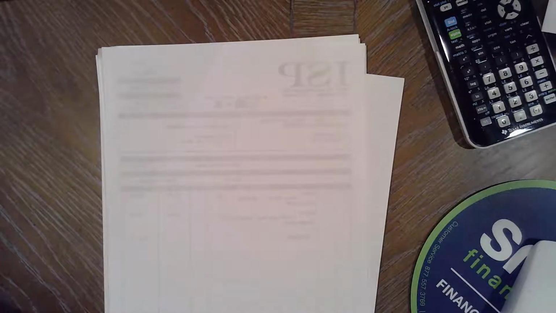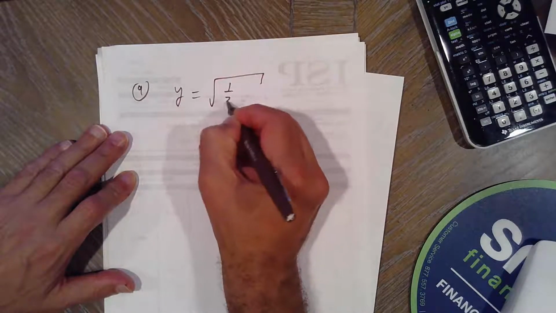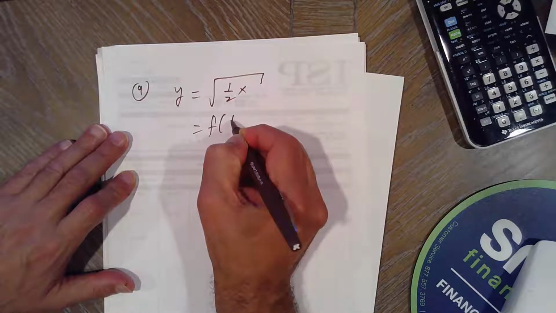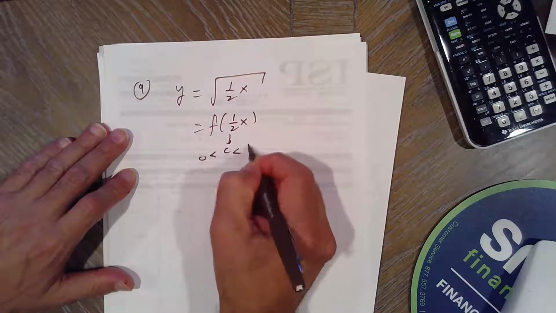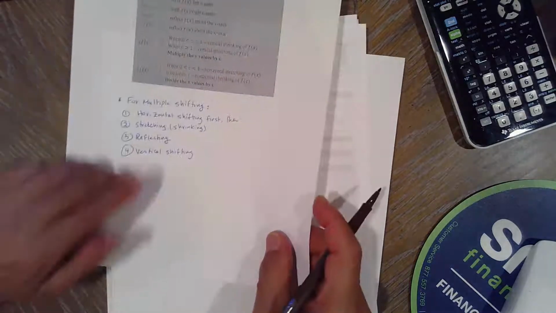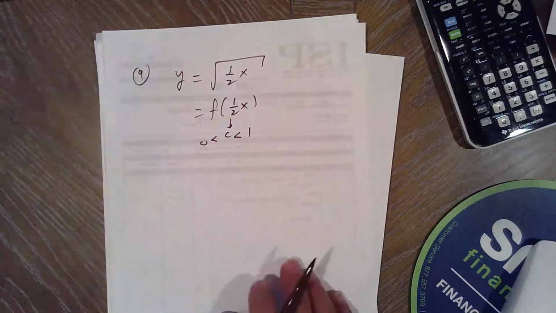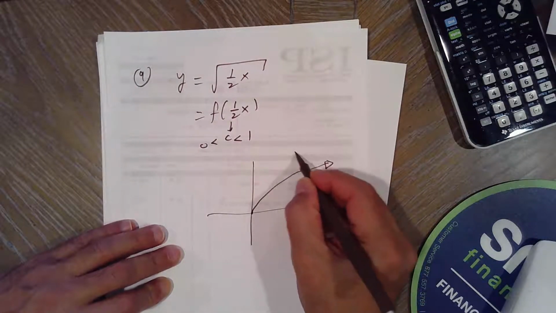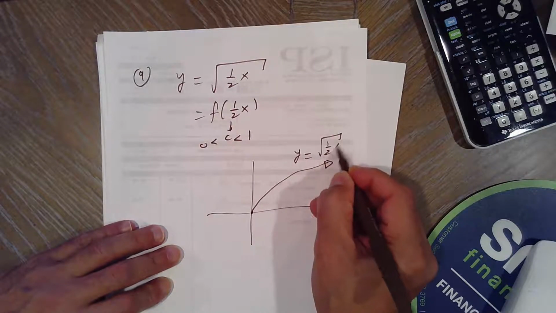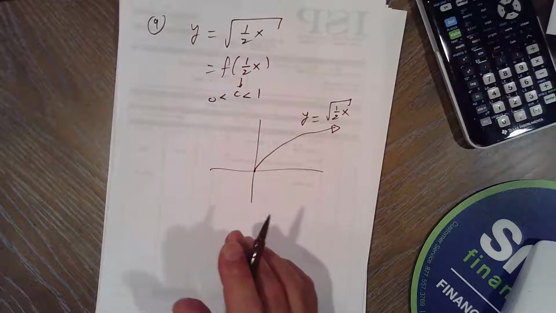And if you have number 9, which is on page 18 of the notes, y equals square root of 1/2 x, which is f of 1/2 x. That's c. C is between 0 and 1. F of cx, so you're going to stretch it horizontally. y equals square root of 1/2 x. You can always make t tables just to see it, okay?